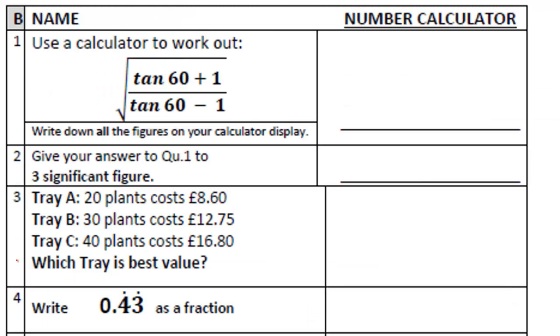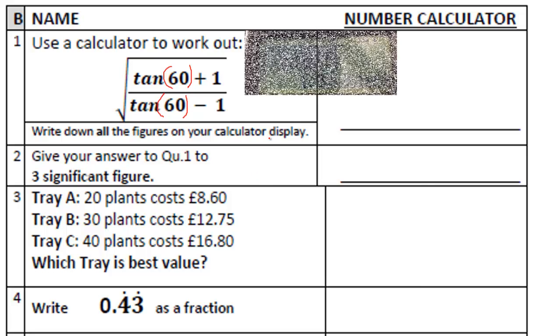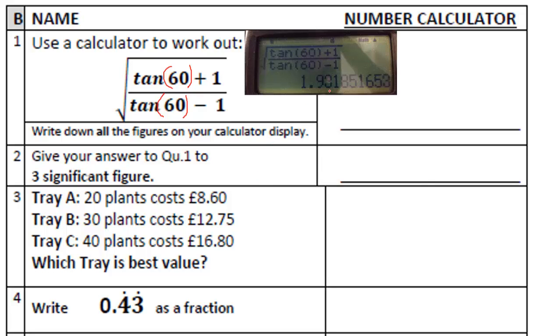The first question, use the calculator to work out. Now, one of the key things in this question is that these values of 60 are angles. So when you enter it onto your calculator, make sure you put brackets around those. That is very important. That's a mistake that people commonly make. When you put this on your calculator, that's what it should look like, and there's the answer you should get.